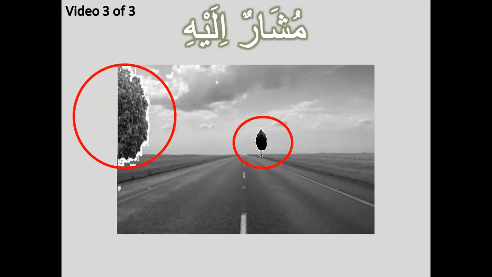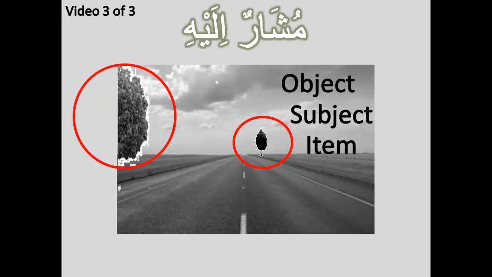So the second half of Ismul Ishaarah is called Musharun Ilay. And what is Musharun Ilay? Musharun Ilay is the object itself you are pointing towards. Whether it is near or far, whether it is Ba'id or Qarib, that is Musharun Ilay. So I'll give you another example. Whether you describe the object or subject or item, the object or subject or item you are pointing towards itself is known as musharun ilay. And here is that example.